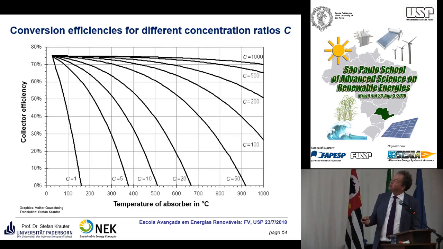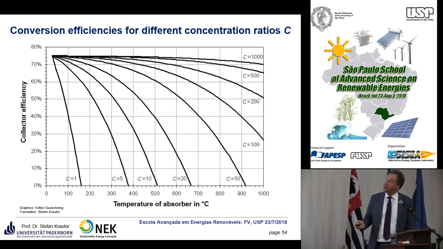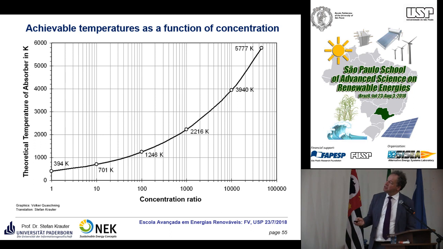Okay. So this is the conversion efficiency over the concentration ratio. Concentration ratio 1 means you just have a flat plate collector without any concentration. And then you have, here, 50, for example, and the maximum achievable temperature is about 900 degrees here. For a normal flat plate collector, the temperature can go up to more than 180 degrees and so on. This is the thermodynamic limit you have there for the concentration. And this is a logarithmic scale.